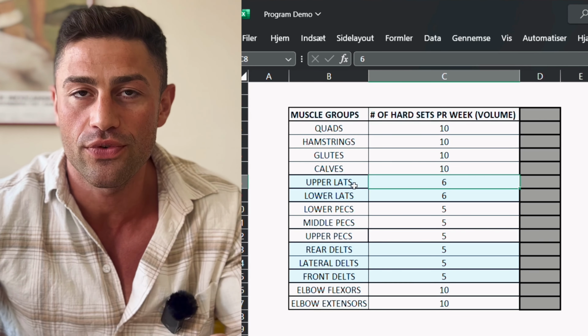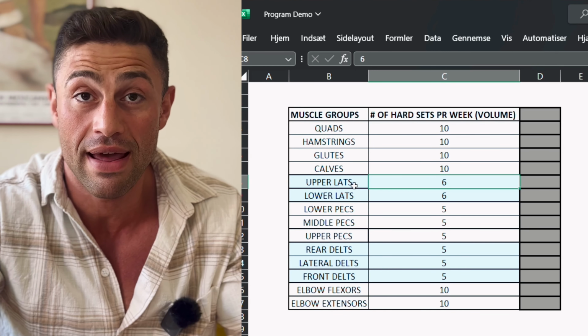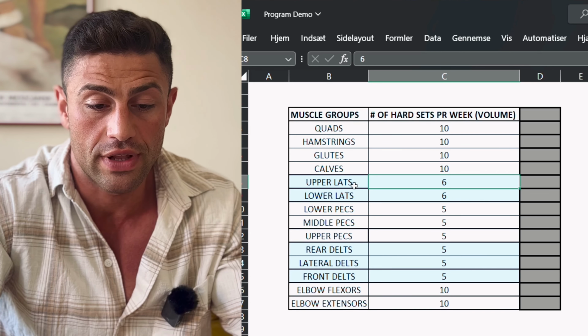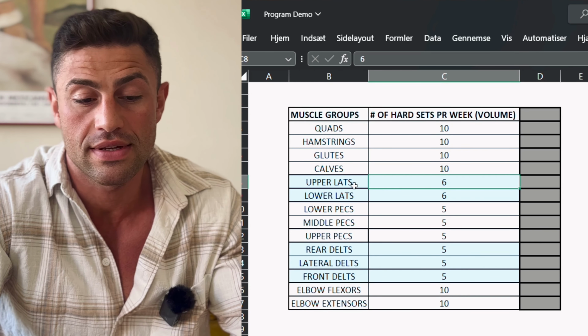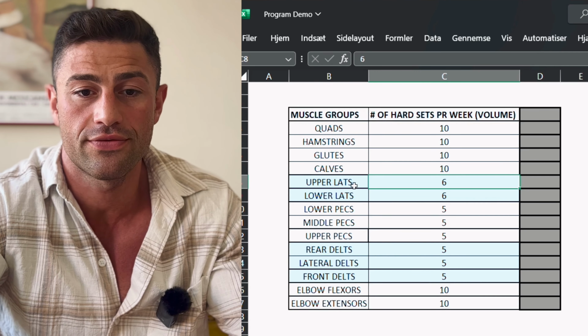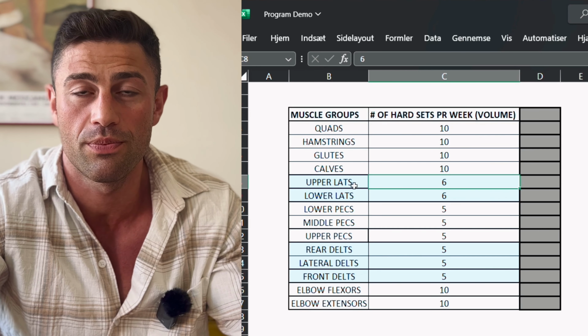What I want you to be mindful of is that whenever we train the upper lats, there are going to be some lower lat fibers that are activated. For that reason, we can give the upper lats 6 sets, the lower lats 6 sets, and kind of have 9 sets for both areas.